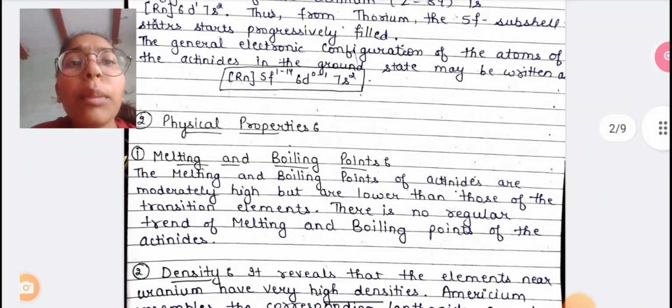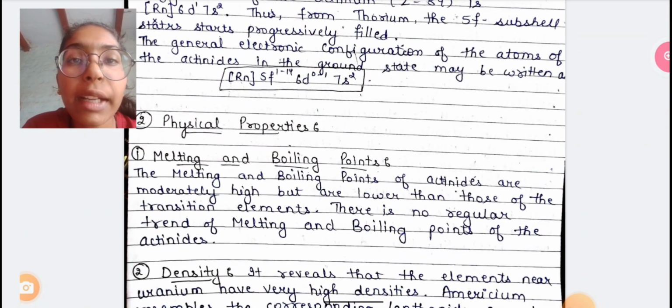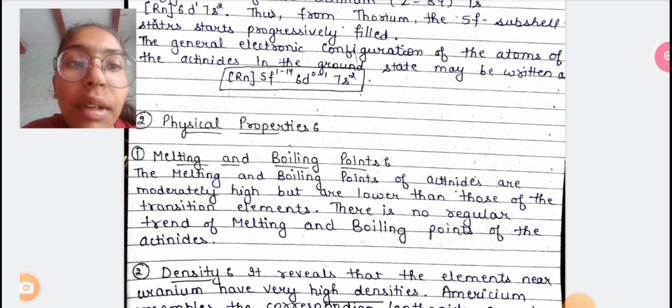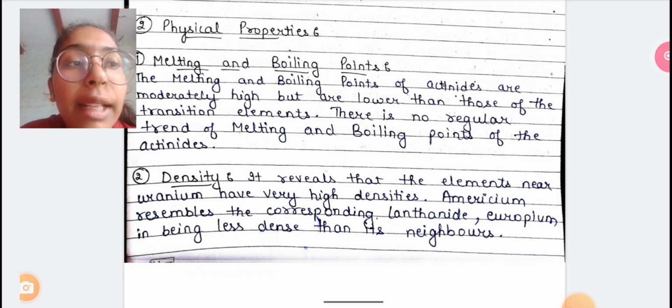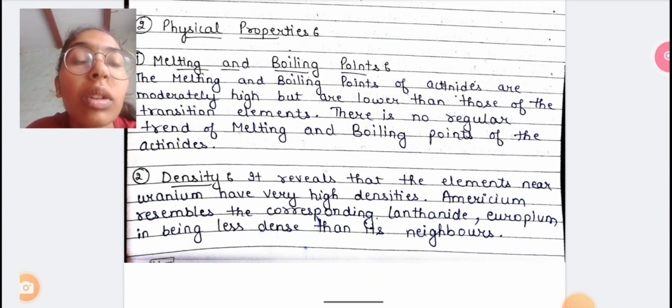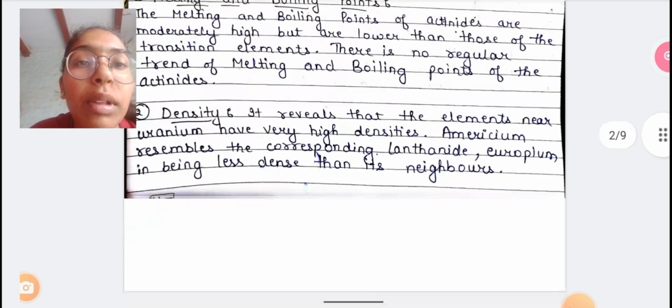Second one is physical properties. First, melting and boiling point. The melting and boiling points of actinoids are moderately high but are lower than those of the transition elements. There is no regular trend of melting point and boiling point of the actinides. Density. It reveals that the elements near uranium have very high densities. Americium resembles the corresponding lanthanide, europium, being less dense than its neighbors.